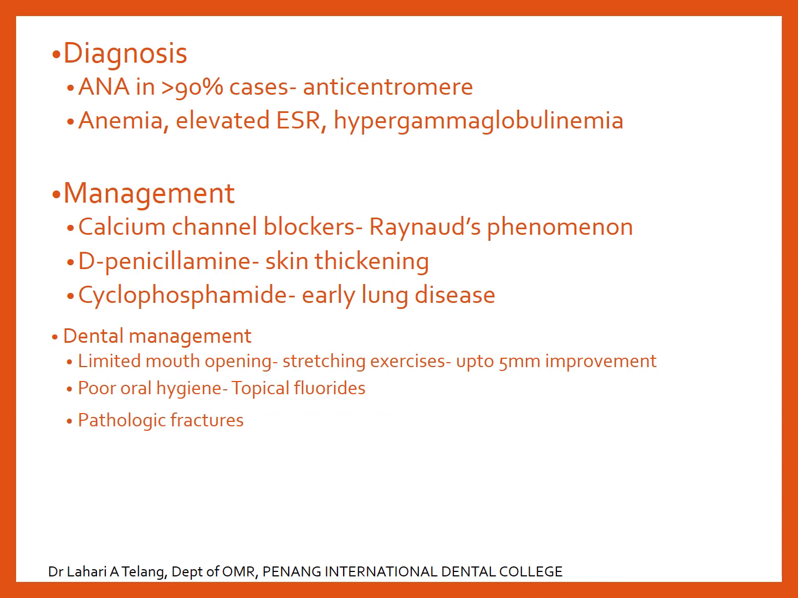Diagnosis of scleroderma is arrived at with the help of autoantibodies. The ANA, which is anti-nuclear antibodies, are seen in 90% of the cases, which is the anti-centromere type. Patient could have anemia, elevated ESR, and hypergammaglobulinemia. Management of these patients can be quite tricky. Calcium channel blockers are used in case there is Raynaud's phenomenon. D-penicillamine can be used in cases where there is skin thickening. Cyclophosphamide is used to manage early lung disease.